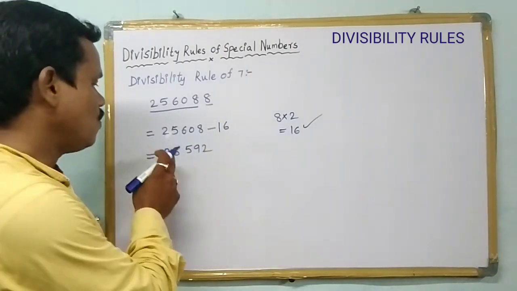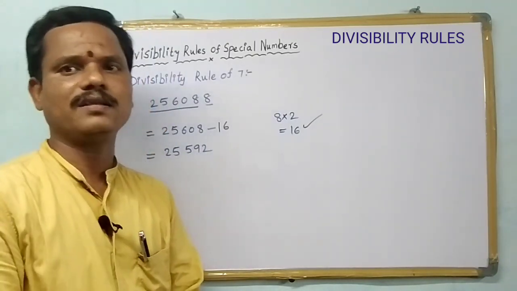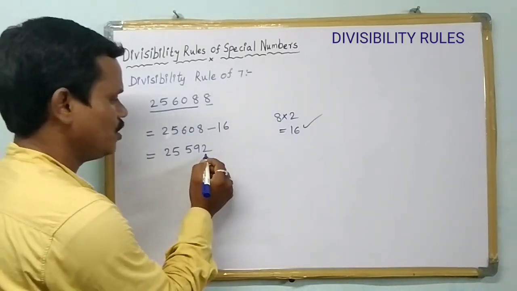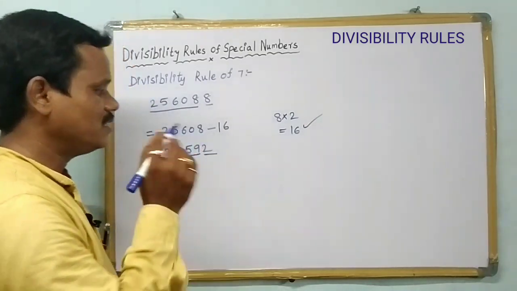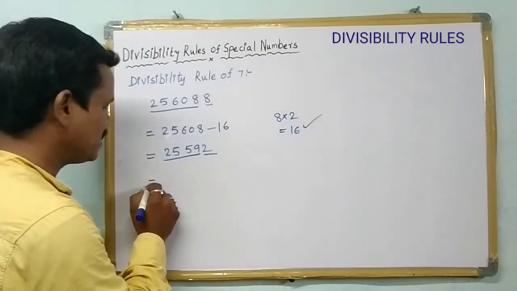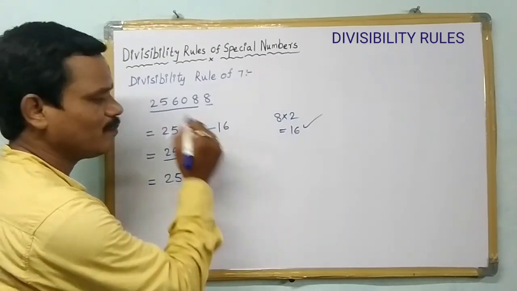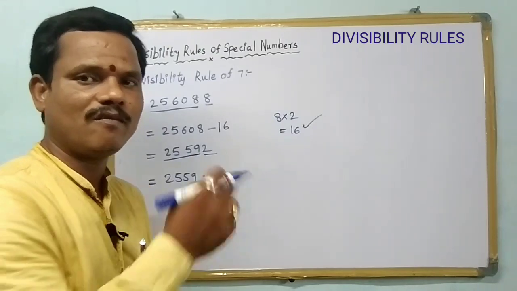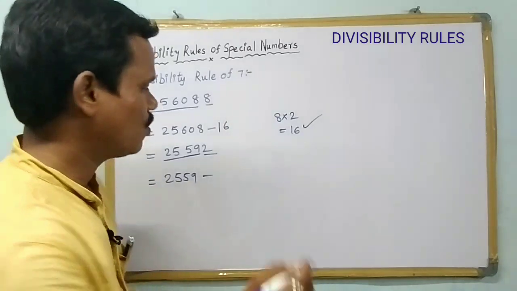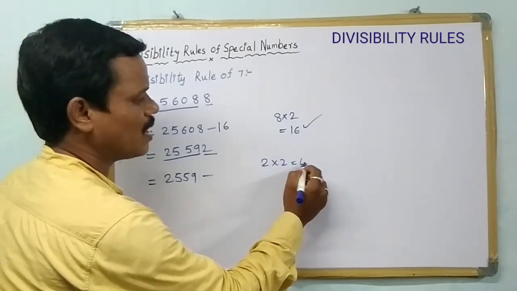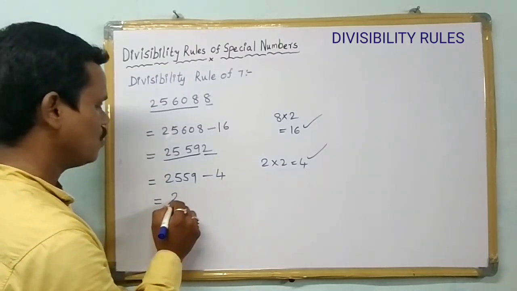Okay. Now 25592, is it divisible by 7 or not? Again, do the same procedure. The unit digit is taken as the first part and the remaining digits are taken as the second part. This is step 1. Again, write the second part as it is, 2559, minus the first part multiplied by 2. What is the first part here? 2 only. Multiply it by 2: 2 twos are 4. So subtract 4 from the second part. What is the resultant value?